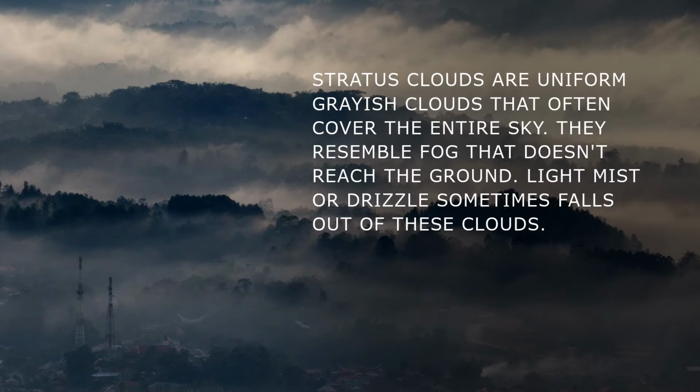Stratus clouds are uniform grayish clouds that often cover the entire sky. They resemble fog that doesn't reach the ground. Light mist or drizzle sometimes falls out of these clouds.